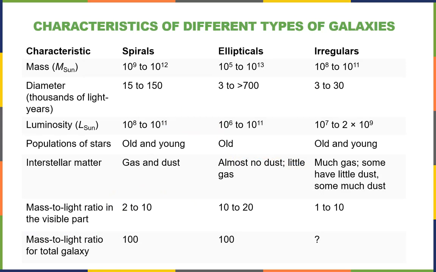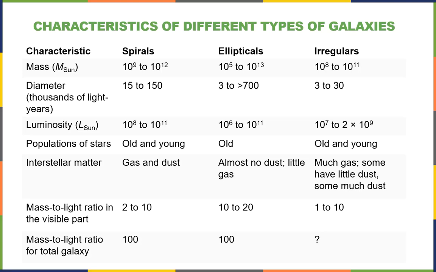Now, some characteristics of the different types of galaxies. So we have the three types: the irregulars, the spirals, and the ellipticals. And if you look at the mass, the type of galaxy that can have the most massive galaxy is the elliptical. Goes up to what, 10 to the 13th solar masses? Spirals go up to only 10 to the 12th or so. Our galaxy is somewhere around, I think, 10 to the 11th. So we're on the higher end of the spiral galaxy mass, but not at the top. So ellipticals can go the highest, but also ellipticals have the lowest total mass as well.